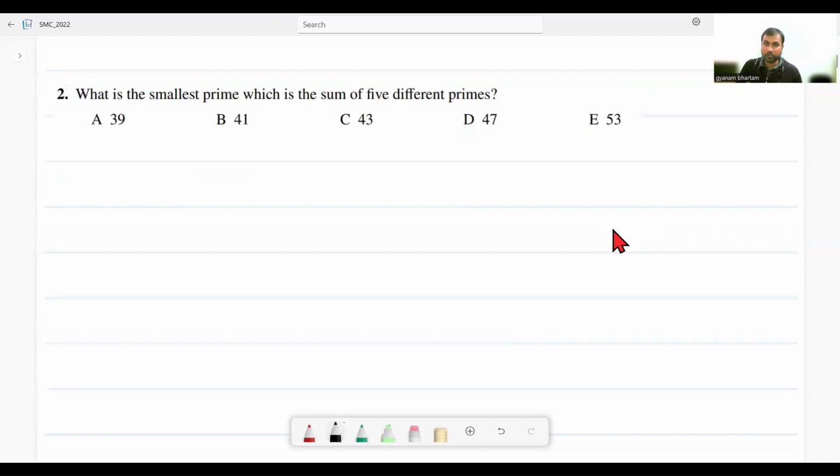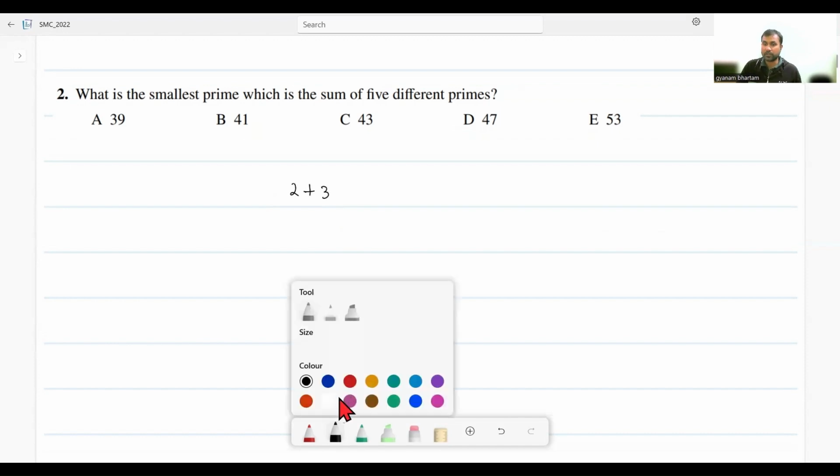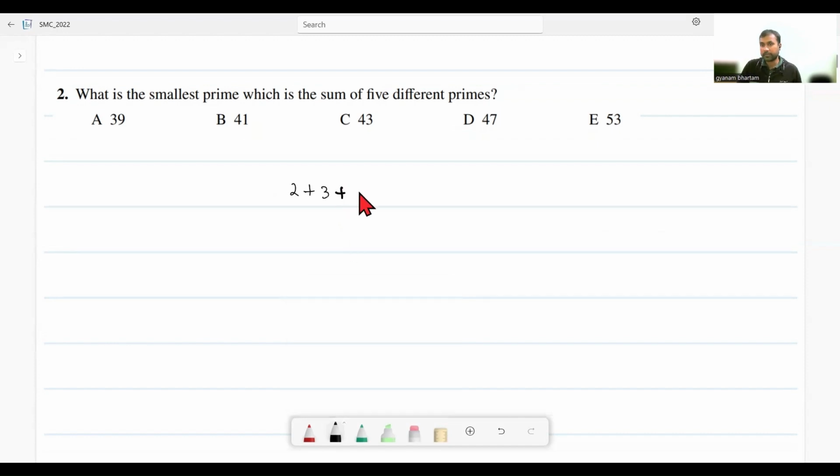Next one is, what is the smallest prime number which is the sum of 5 different primes? Five different primes and the smallest prime. So let's just start with 2. All the smallest we can list, plus 5, 7, and 11. If we add it, okay, one by one, we get 5 plus 5 is 10, and we have 17 or 18. So we get 28. 28 is not a prime number, of course, and it should be higher than this.